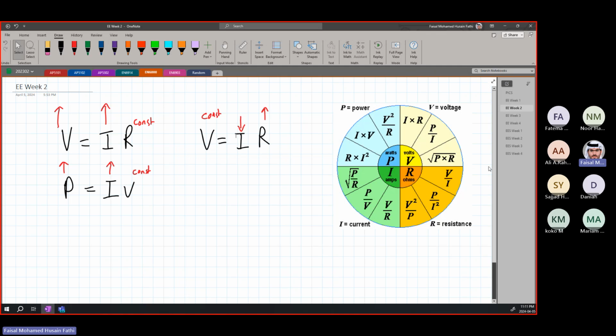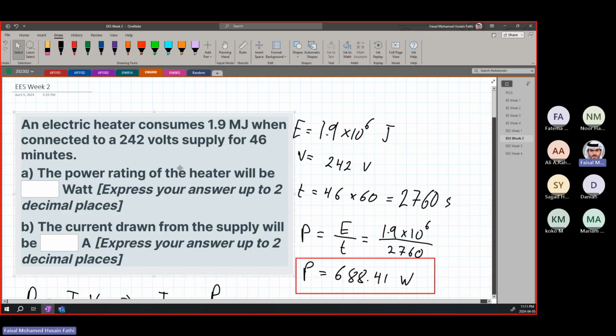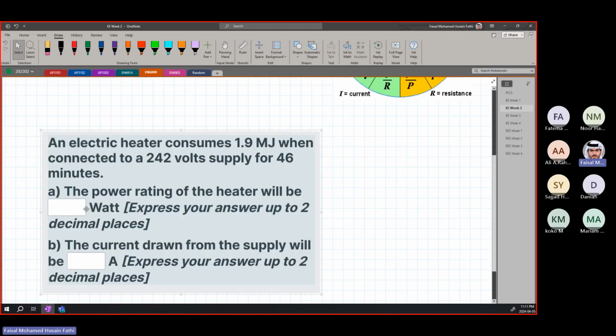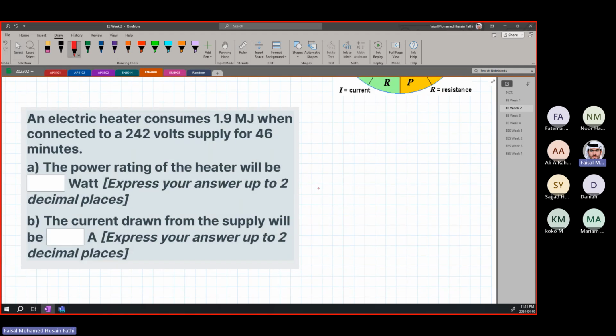Let's go directly into some basic questions from week 2, mostly about power. The question says an electric heater consumes 1.2 megajoules. Now it is very important to understand the prefixes, like mega, kilo, milli, and you have to always use the standard units.